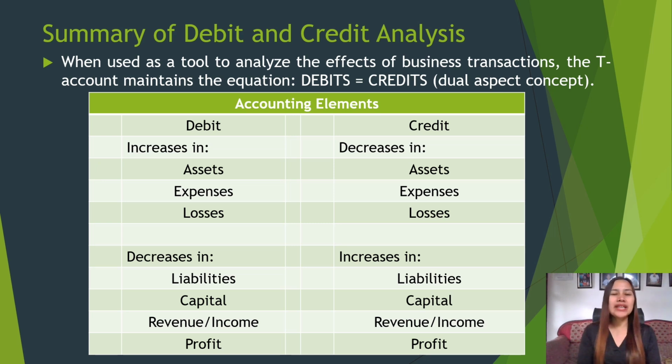So we have here the accounting elements. On the debit side, increases in assets, expenses, and losses. And on the right-hand side, credit decreases in assets, expenses, and losses. And the opposite of its normal balances, on the left-hand side, debit decreases liabilities, capital, and the revenue or income or profit. And on the right-hand side, credit increases in liabilities, capital, revenue, or income or profit accounts.